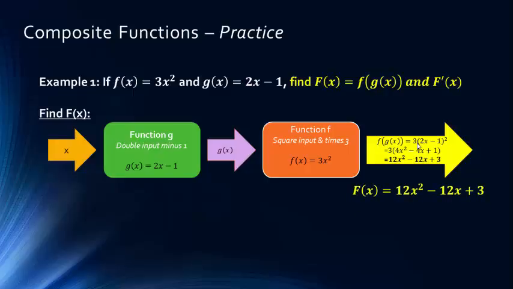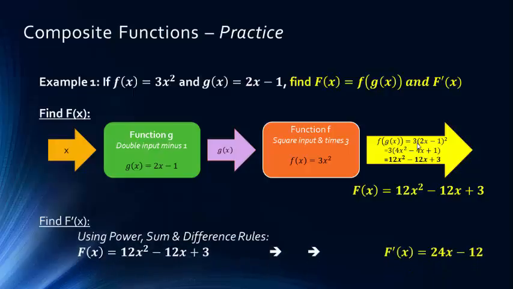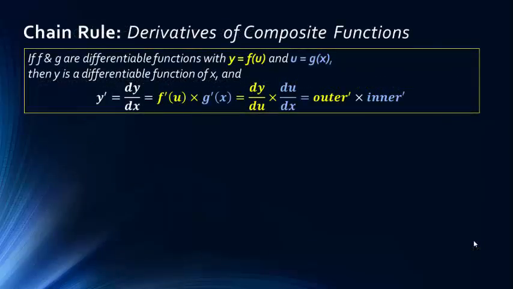Okay? So here our derivative is a very simple thing. We take the derivative of each piece. We get 24x minus 12 plus 0, and so there's the derivative. Not going to spend much time on that. Okay? So the chain rule is how we take derivatives of composite functions.